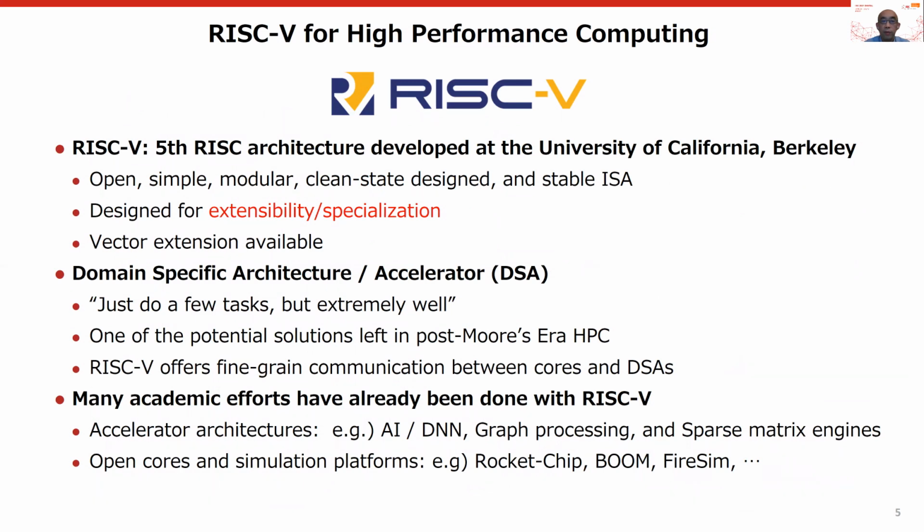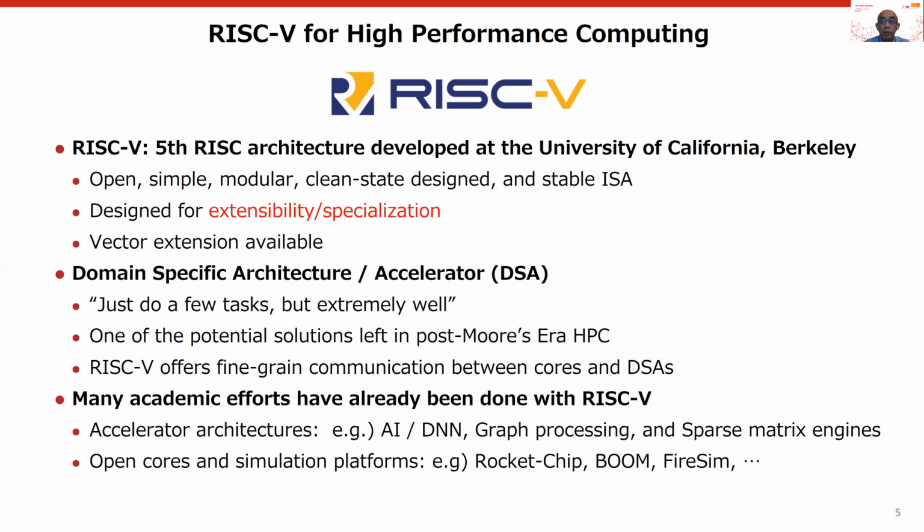Next one is RISC-V for high-performance computing. RISC-V is fifth generation of RISC architecture developed at UC Berkeley. It's an open, simple, modular, clean slate design, and stable ISA. One of the very important characteristics of RISC-V is its extensibility or ability to enable specialization.